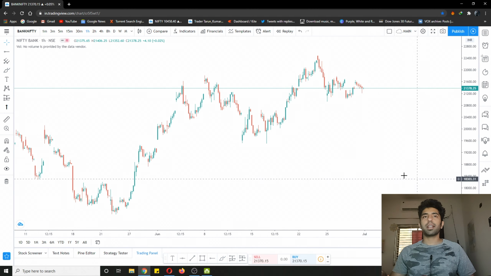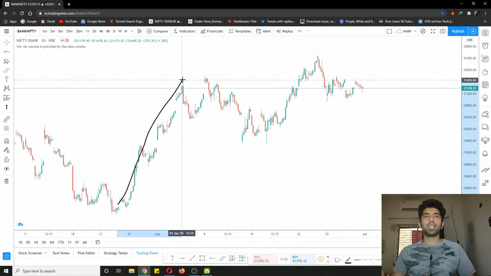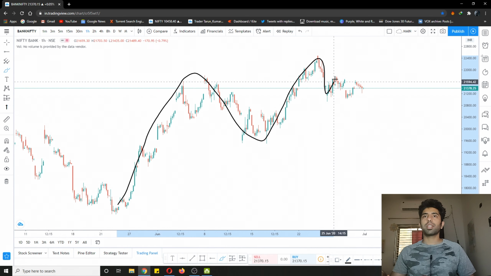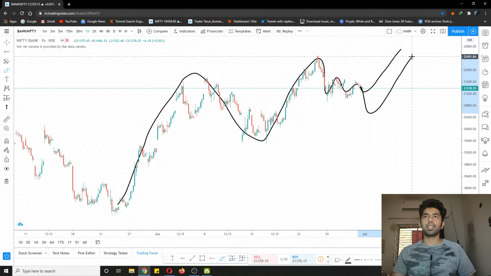Same here, on the 1 hour the move is up, correction, up. Now this looks like a correction, and we have to see whether it goes up from here or if it comes down and then goes up. So we have to be careful of that.